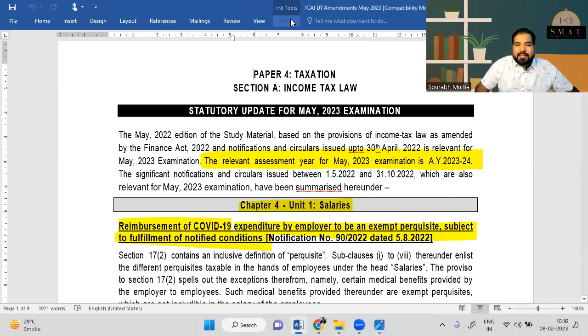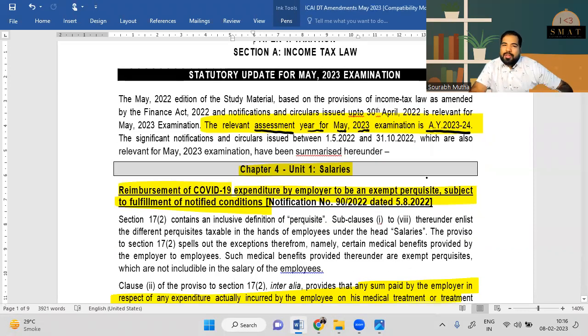This is income tax. I've already highlighted this document. I will send the link for it, or you can just watch this video whenever you want to revise amendments. For the May 23 exam, the relevant assessment year is AY 23-24. The first amendment has to do with something in salaries.